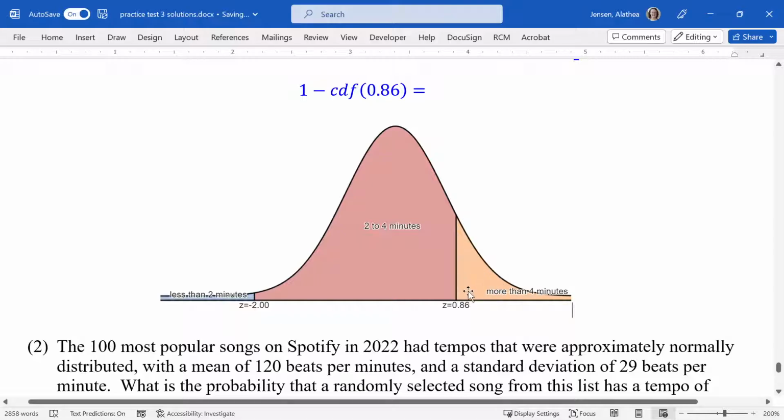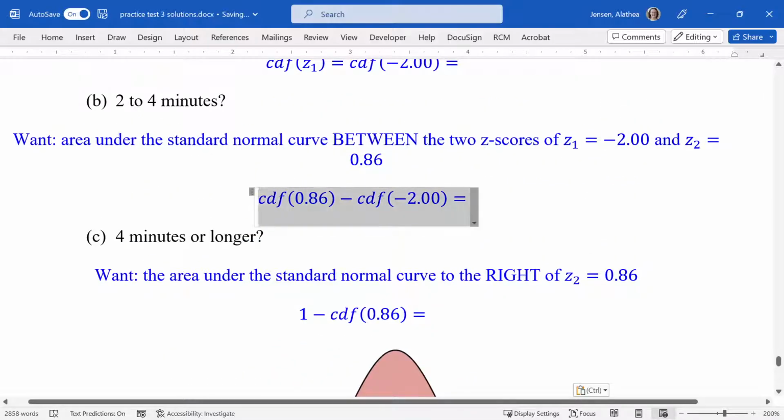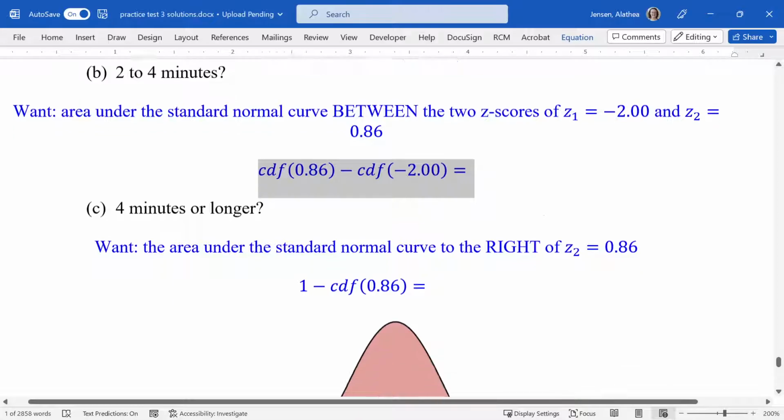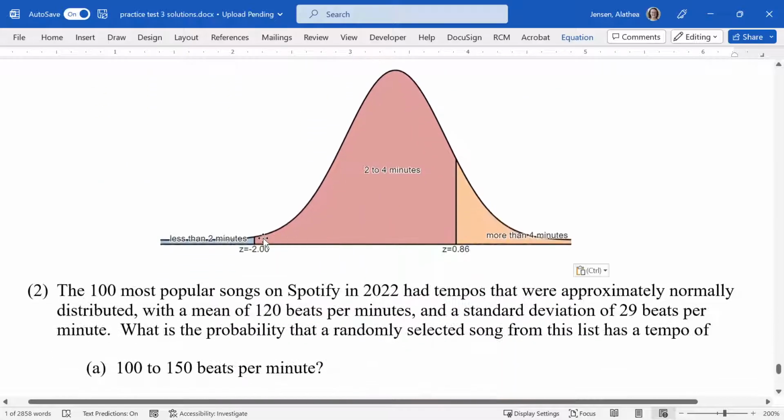And hopefully you guys can see that this orange area here for the last one is the opposite area from the area that would be to the left of z equals 0.86. So the area under the entire curve is 1, and if we subtract the area to the left of z equals 0.86, that leaves us with this orange area over here. Similarly, that's the way it works with this one. We're subtracting the area to the left of -2 from the area to the left of 0.86. So we're taking the area to the left of this line, subtracting the area to the left of this line, and that leaves us with just what's in between here.